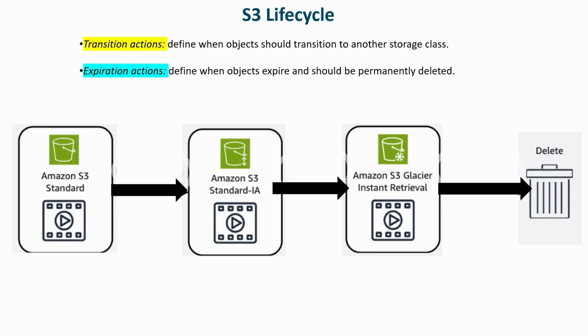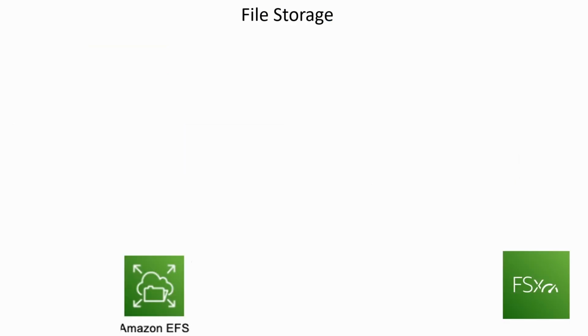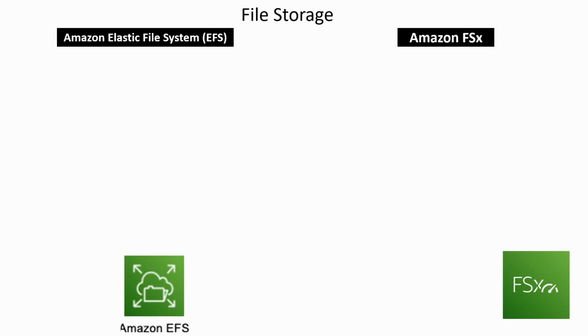But if you have 10 different servers and they all need to see the exact same spreadsheet at the same time, block storage can't do that. You need file storage. File storage consists of two services, Amazon EFS and Amazon FSx. Amazon EFS is a shared folder for Linux. It grows and shrinks automatically. You don't have to manage anything.